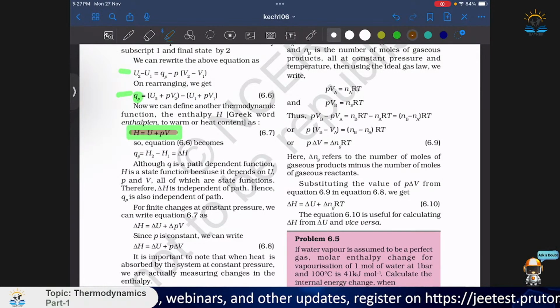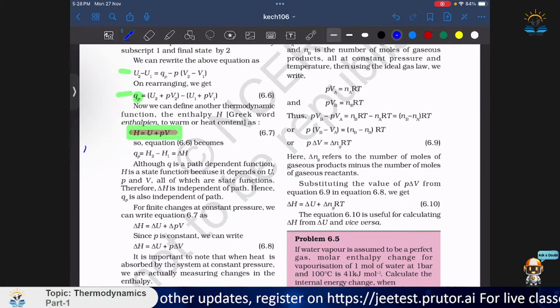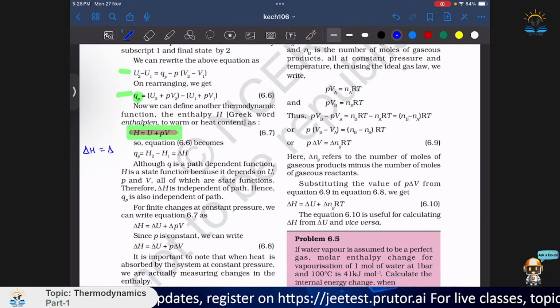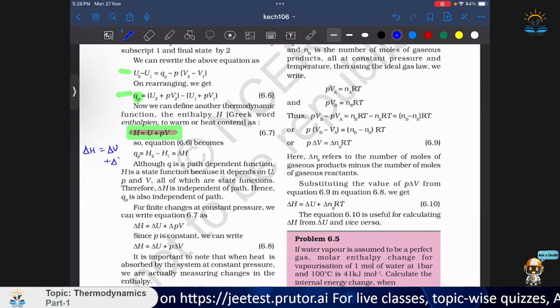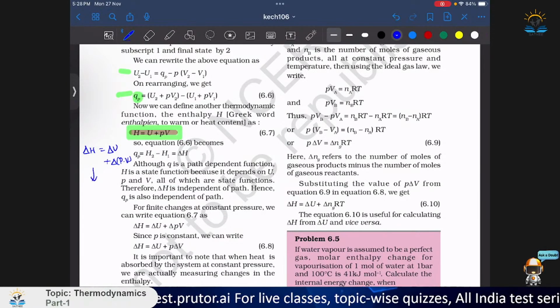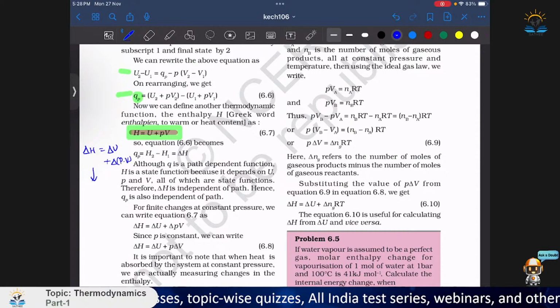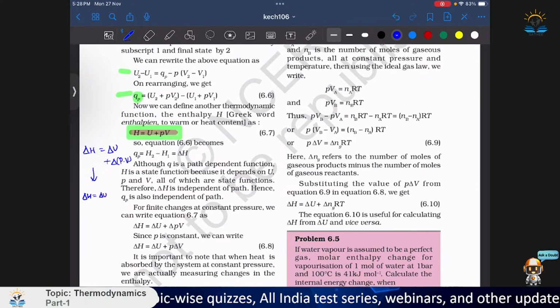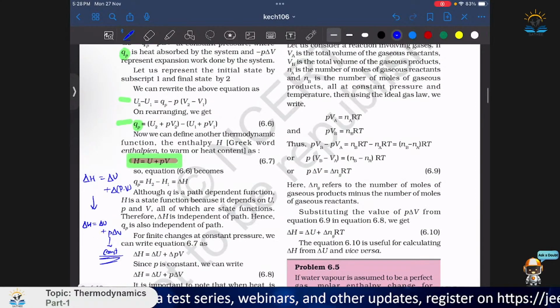And if you put a delta, then delta H is delta U plus delta of PV. This is a bit complicated, but here only pressure is constant, volume is not constant. So delta P is what? Delta P is 0. So we can directly write delta H is equal to delta U plus P delta V. P is the constant pressure, right? This is the enthalpy.